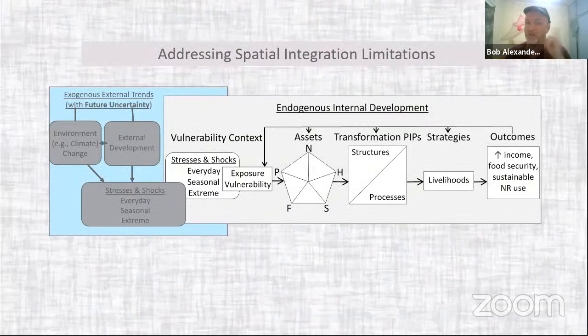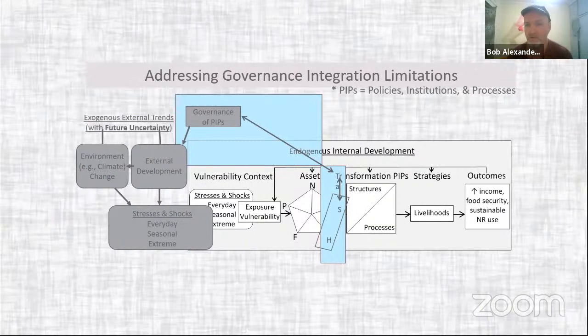Addressing the first one, spatial integration. All I've done to the model is added, instead of having just the endogenous internal development considered, I've now added this blue component, the exogenous external trends, including the fact that there's uncertainty in the future. So now we have incorporated the effects on the stresses and shocks of what's happening with the environment, with climate change and creeping environmental problems, and also what's happening with development in other places. As I mentioned before, like the example of the watershed, so many different things happening through development are contributing to the chronic and seasonal and extreme potential problems that we have. So there's the spatial.